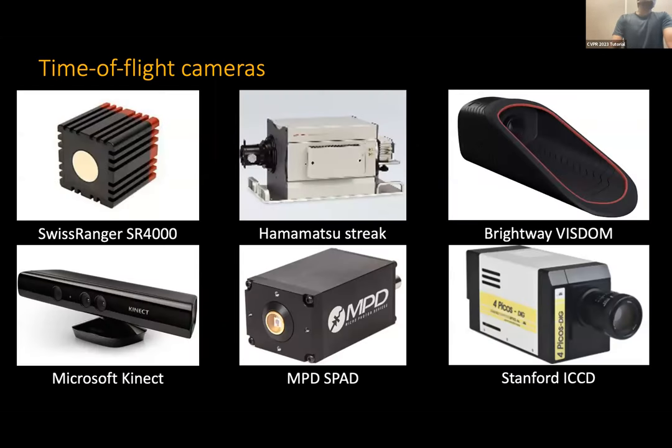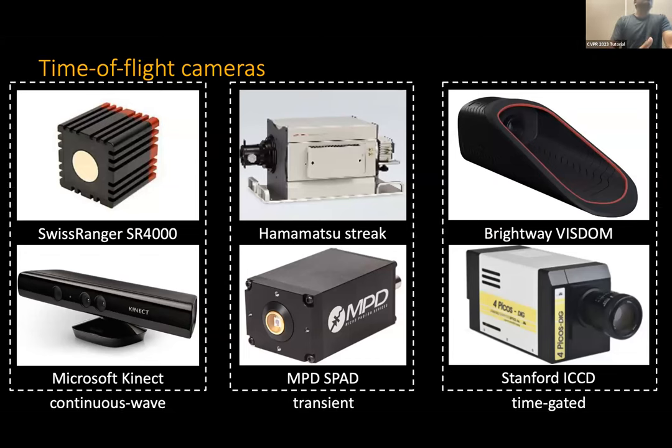We have several time of flight cameras in the market, and they all bin light paths very differently. Based on how they bin the light paths, we can classify them into continuous wave, transient, we just saw how transient cameras work, and time-gated cameras. And we will see how we can build simulators or rendering techniques for all these time-of-flight cameras, not just one of them, but all of them.